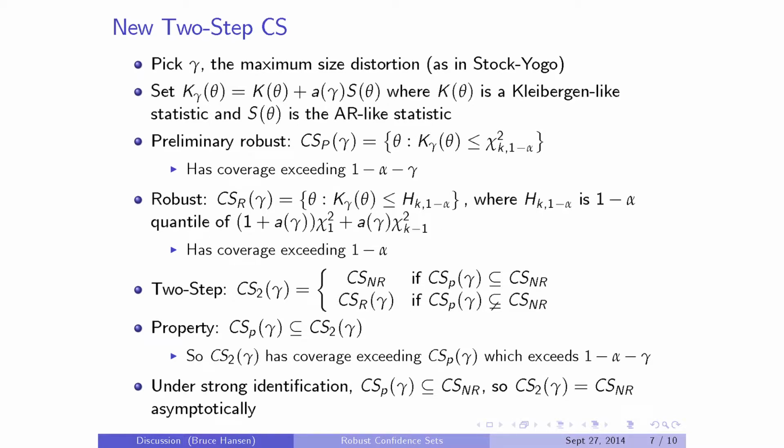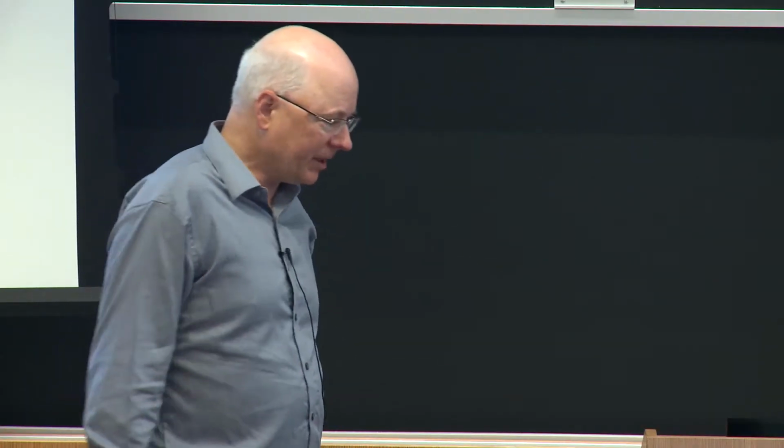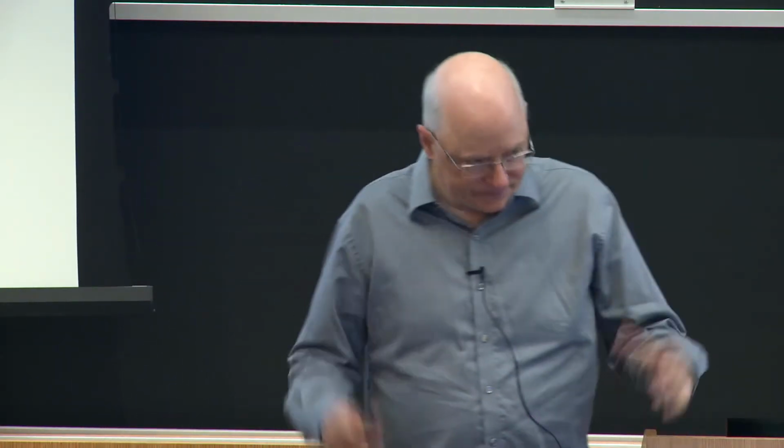But under strong identification, because you had this smaller property by picking gamma to be positive, the preliminary one will be a subset of the not robust. And so asymptotically, the two-step will equal the non-robust confidence set under strong identification. What does that mean? It means you're going to get its good properties under strong identification. So that's the basic technique he introduced. I guess he probably gave a better job describing it here than I did, but that's the idea.